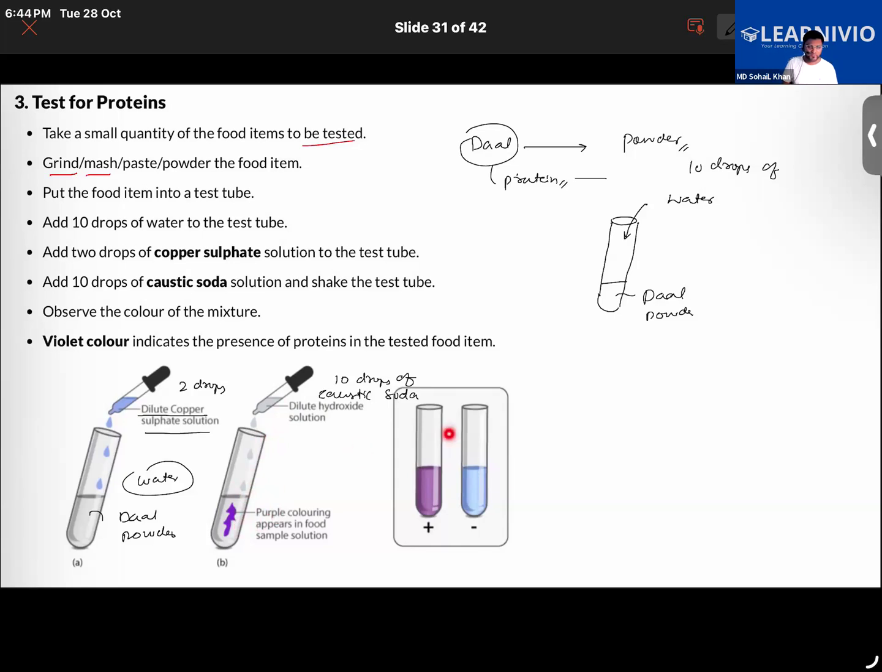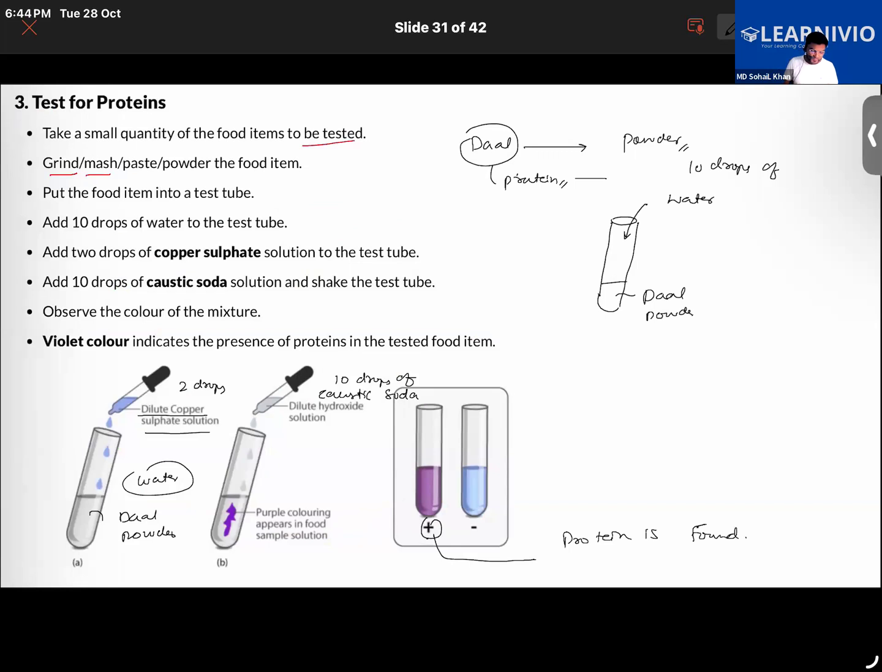So if the purple color solution shows, it confirms the presence of protein. It means the test result is positive, which means proteins are found. If it does not change to purple color, the test is negative. The food item does not contain protein. So the appearance of the purple color means the food item contains protein in it. Hope you have understood that.